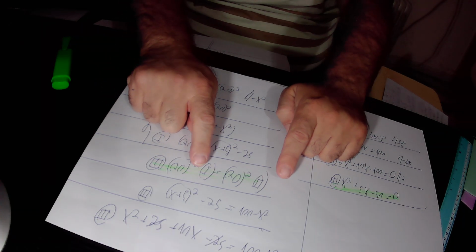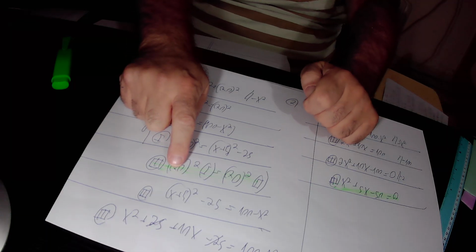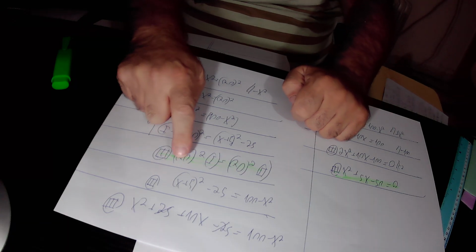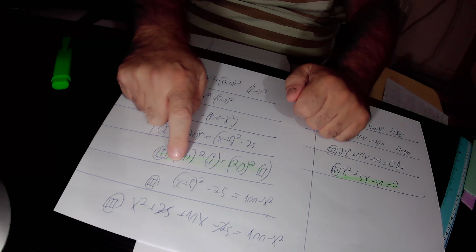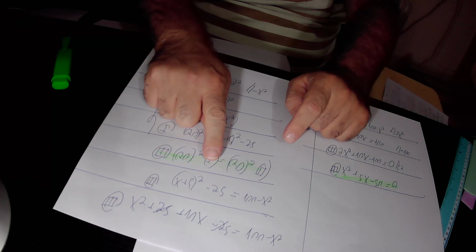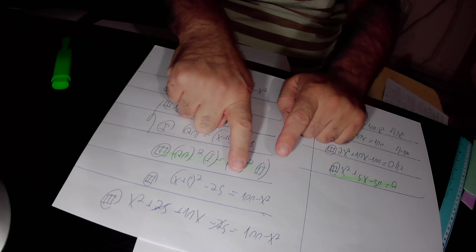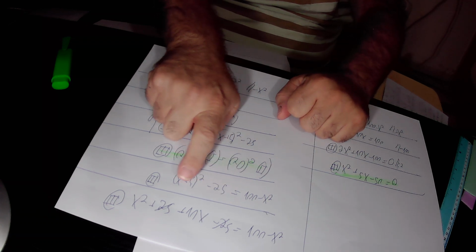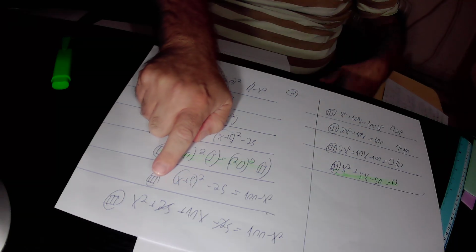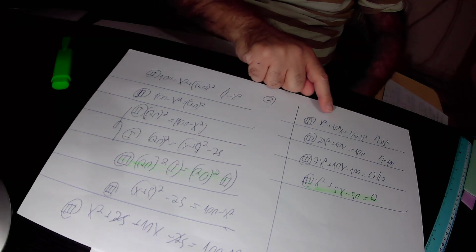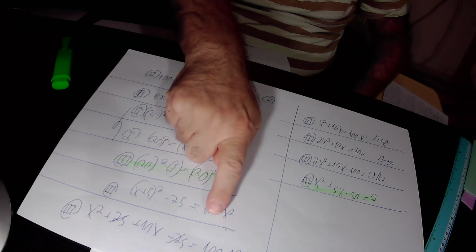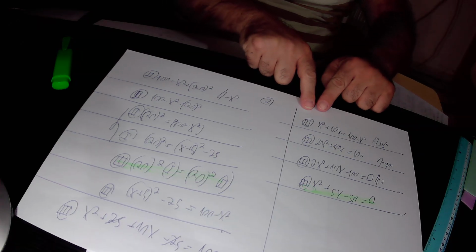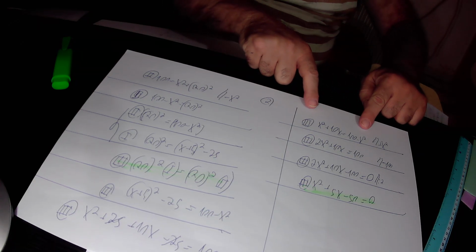Here we open the brackets of this expression and find that according to equation 3, x plus 5 squared equals x squared plus 5 squared, that is 25, plus 2 times x times 5, that is 10x, minus 25. And here it equals 100 minus x squared. 25 minus 25 is 0. After we cancel the 25 in this equation 3, we are left only with x squared plus 10x. And on the other side of the equation, we have 100 minus x squared. So in total, according to equation 3, x squared plus 10x equals 100 minus x squared.